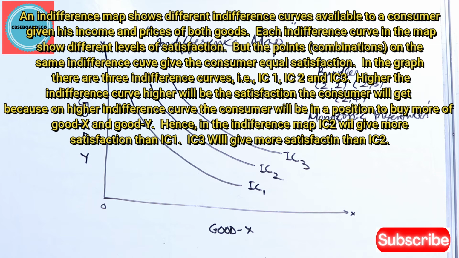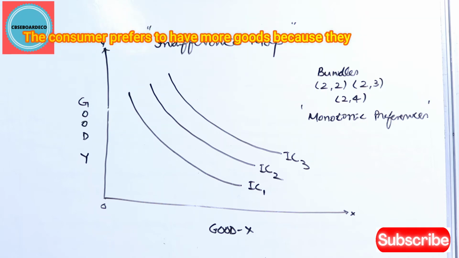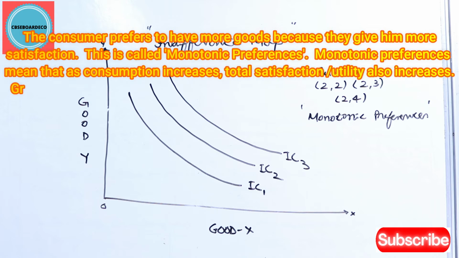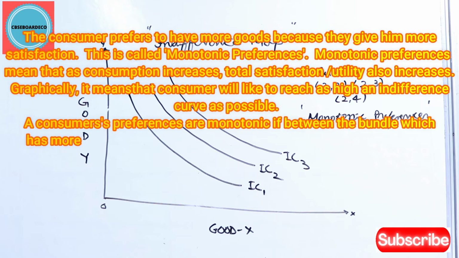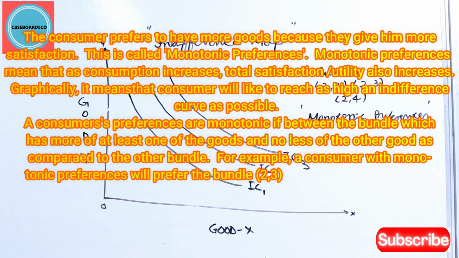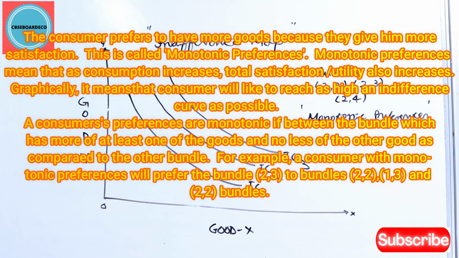Hence, in the above indifference map, IC2 will give him more satisfaction than IC1, IC3 will give him more satisfaction than IC2. So in this graph, it's very clear IC3 will give him more. Now the consumer prefers to have more goods because they give him more satisfaction. This is called monotonic preferences. Monotonic preferences mean that as consumption increases, total utility also increases. Graphically, it means that the consumer will like to reach as high an indifference curve as possible.